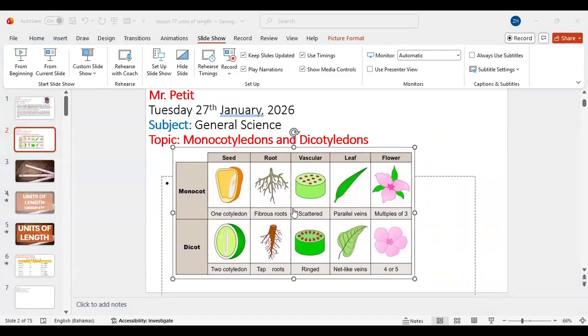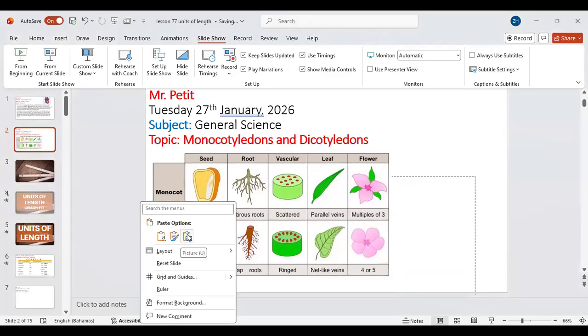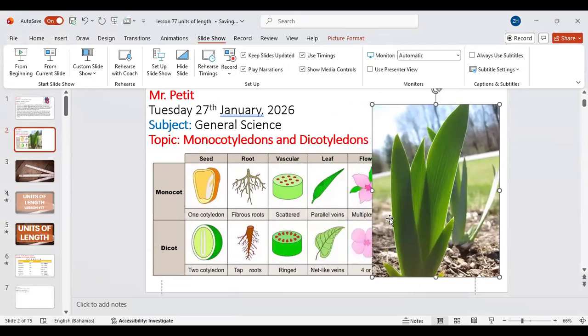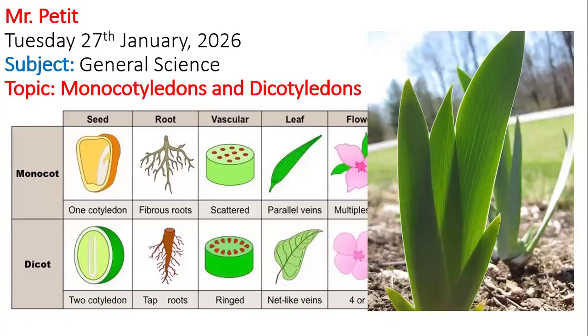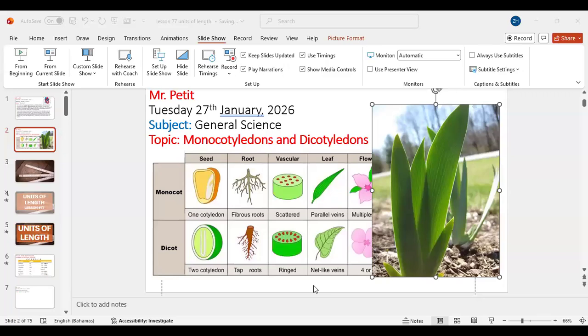So let me show you all something. I'm going to show you a leaf and you're going to tell me whether it is a dicot or a monocot. Okay, let me go ahead and show you this leaf. Is this a monocot or a dicot? Monocot has parallel veins. Monocot. Why do you think it's monocot? Because of parallel veins. Very good. It's parallel veins, so it's going to be monocot.